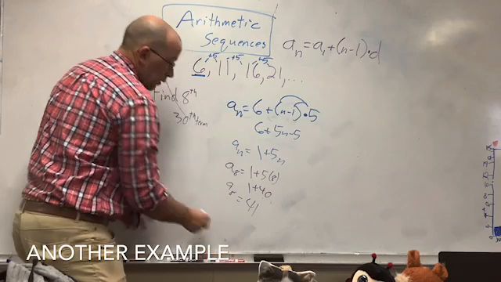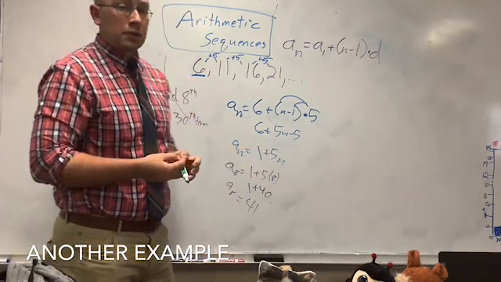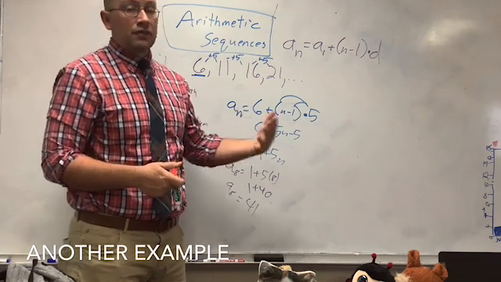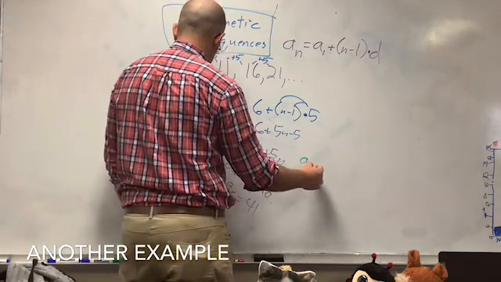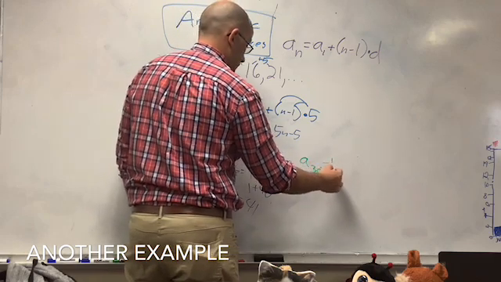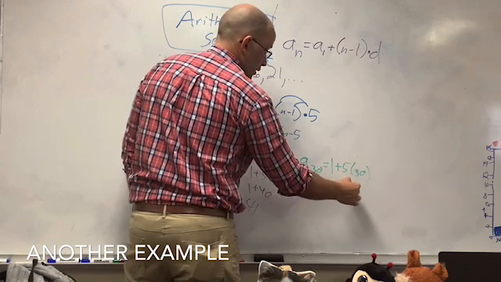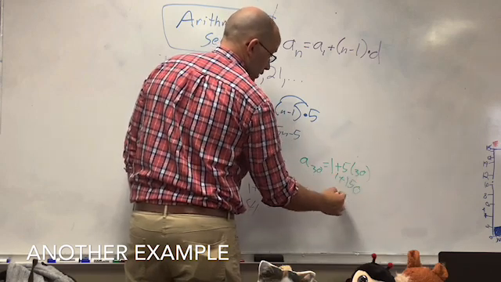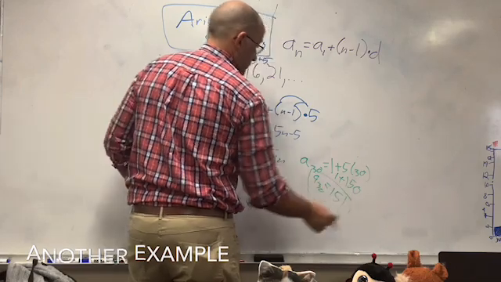Now, I want to find the 30th term. Now this would take a long time just going through and adding 5, adding 5, adding 5. So instead this is just a shortcut. That will give you 150 plus 1, so 151 is your 30th term in this sequence.